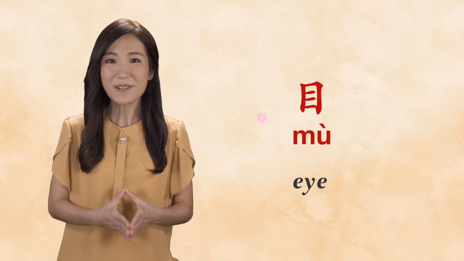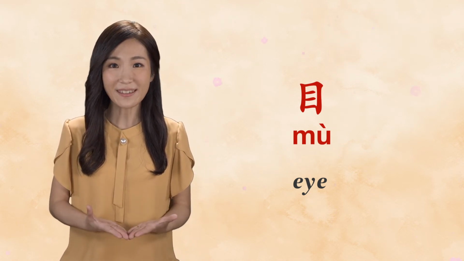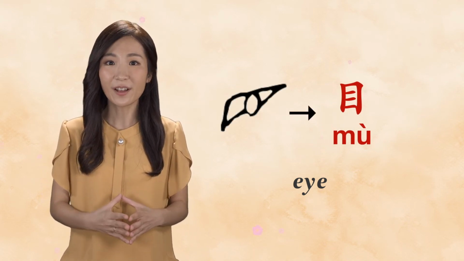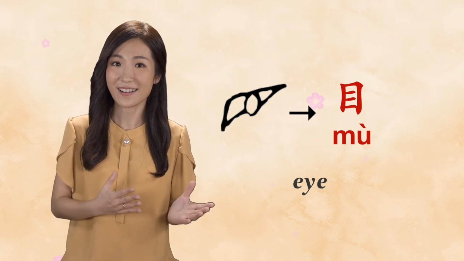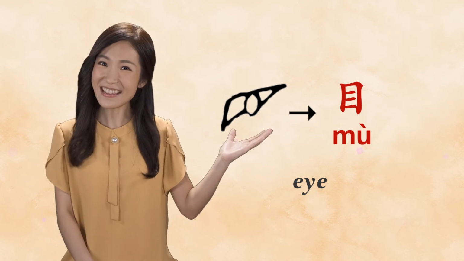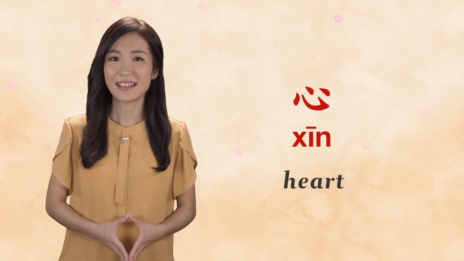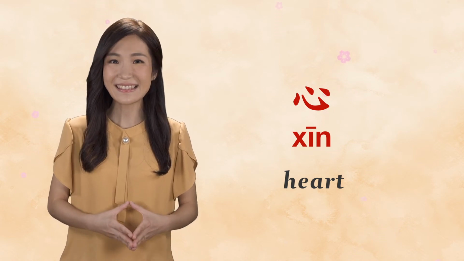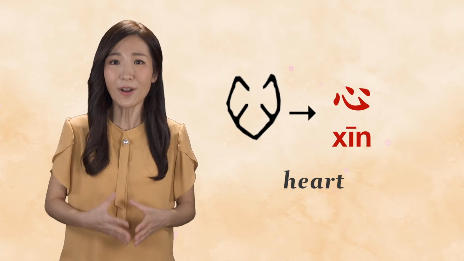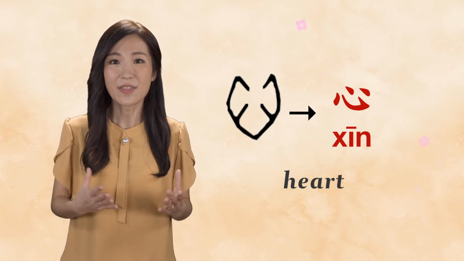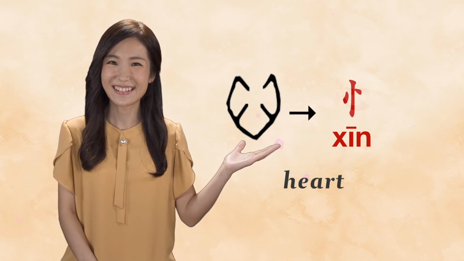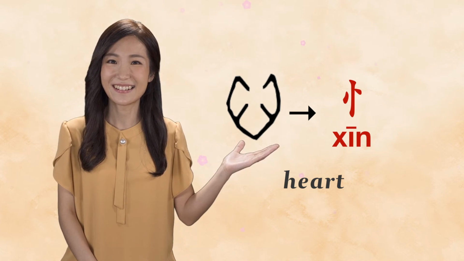目. Pronounce with me. 目. This means eye. In ancient days, it was flipped horizontally, and the middle box looked like the pupil of an eye. Cool, right? 心. Pronounce with me. 心. This used to be shaped much more like an actual heart. In ancient days, the modern character also sometimes appears in an alternate form.